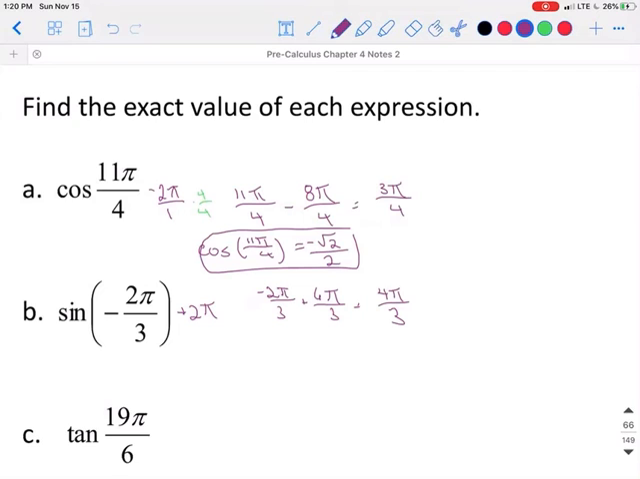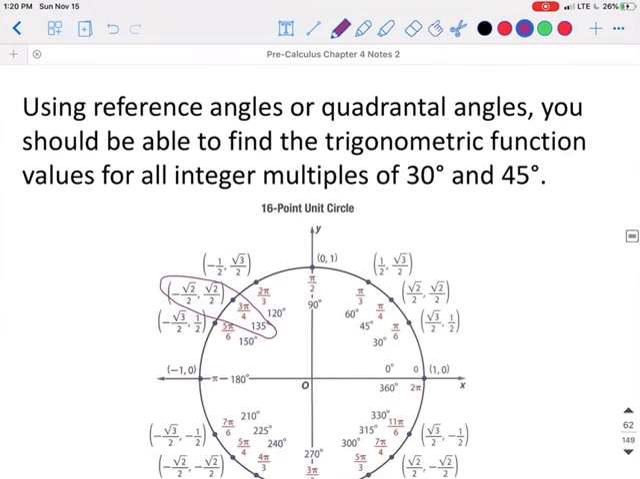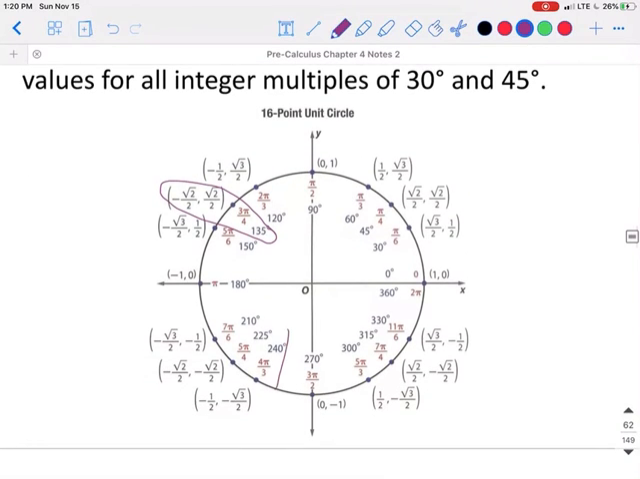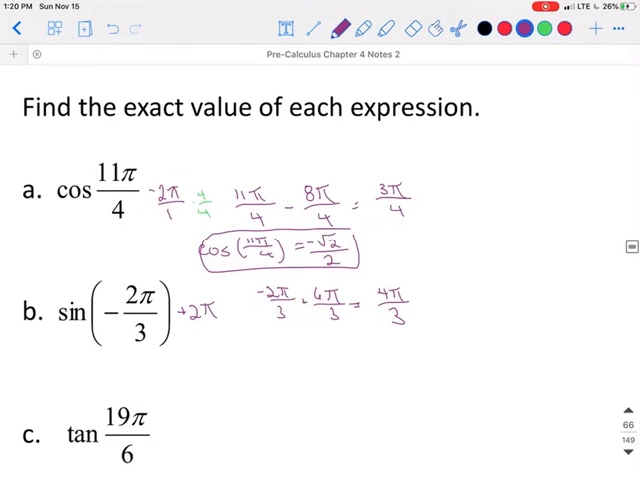We need to find the sine of 4 pi over 3. So if we go back to our unit circle, remember sine is the y coordinate. So the y coordinate at 4 pi over 3 is negative radical 3 over 2. So if the sine of 4 pi over 3 is negative radical 3 over 2, then the sine of negative 2 pi over 3 would also be negative radical 3 over 2.